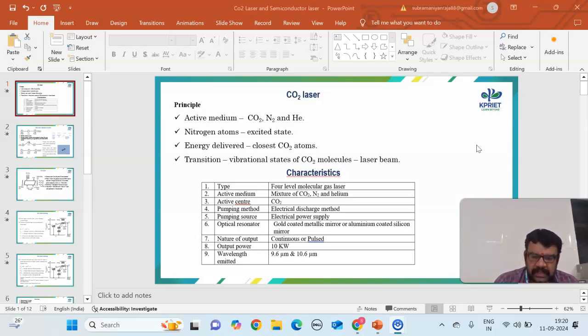The output is a continuous or pulsed laser. We have both options, either continuous or pulsed laser, and the output power is about 10 kilowatt. The wavelengths emitted are 9.6 micrometer and 10.6 micrometer. Both wavelengths are emitted, and we all know that 10.6 is much more intense than 9.6 micrometer.